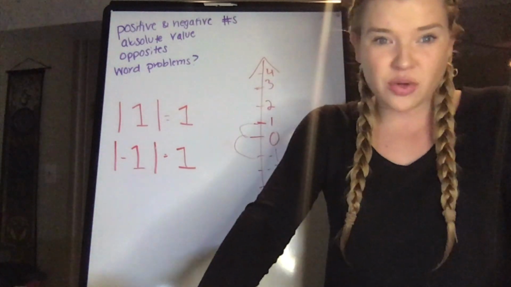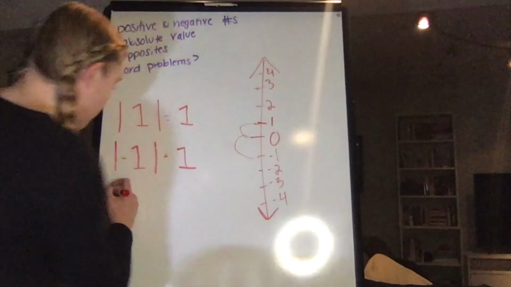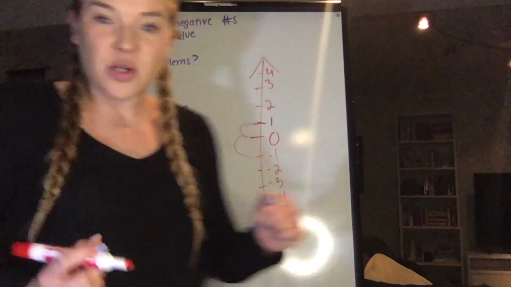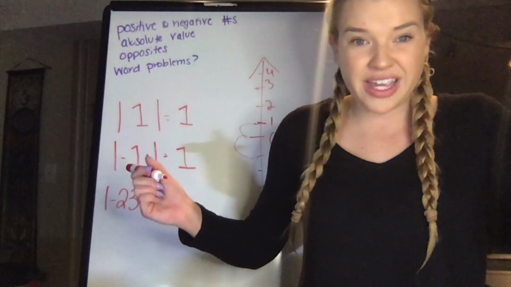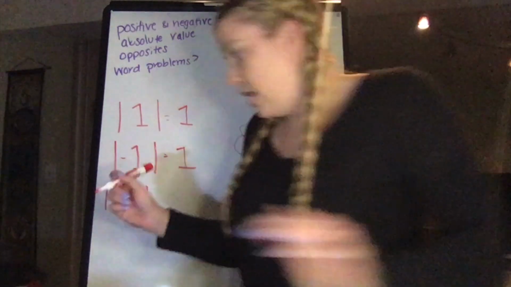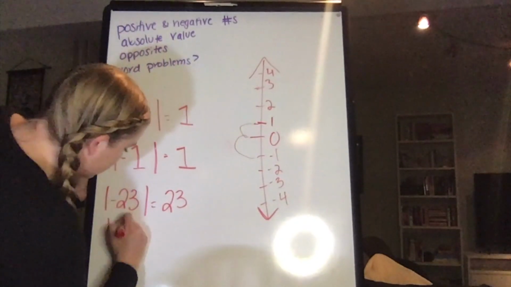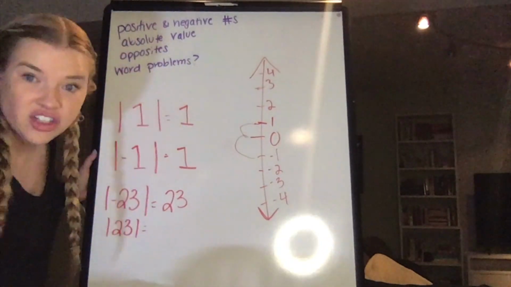So if I were to ask you, what is the absolute value of -23? How many steps away from 0 is -23? It's just 23, right? If I were to ask you the absolute value of +23, still 23 steps away.